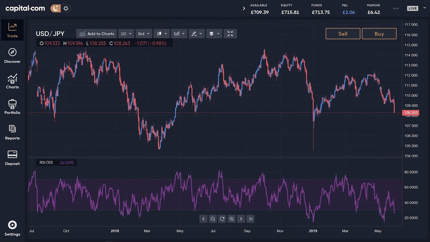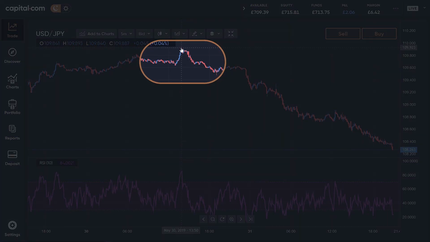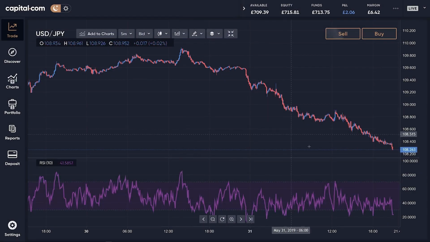Let's take a look at the shorter term moves though. This is just over the last day or so. You can see there's been a big swing with the market going from just below 110 to down towards 108. So almost a 200-point move there in dollar yen in not much more than a day. It's quite an extreme move, but it is this sort of volatility that attracts traders to currency pairs such as the dollar versus the Japanese yen.